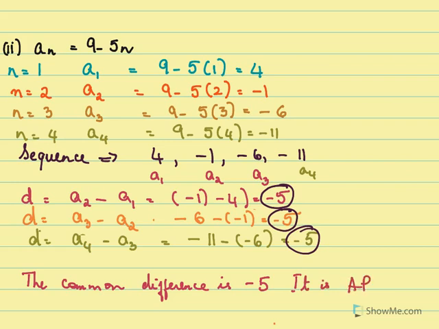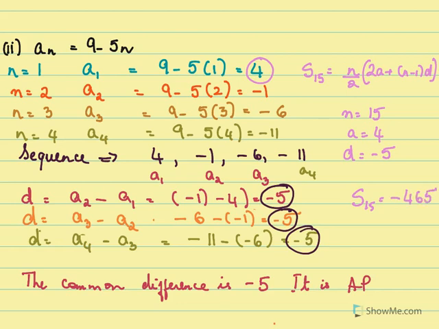Now we need to also find the first 15 terms of this AP, S15. S15 will be in the formula n by 2, 2a plus n minus 1 d. I'm not doing this, you're going to do it on your own. For n, you put 15. You know a, the first term of this AP, we found out is 4. The d of the AP we found is minus 5. Put your values in that and you'll find the sum of the first 15 terms. And S15 you will get as minus 465.